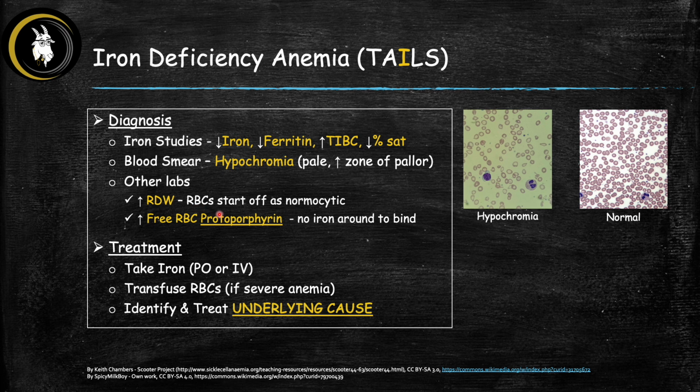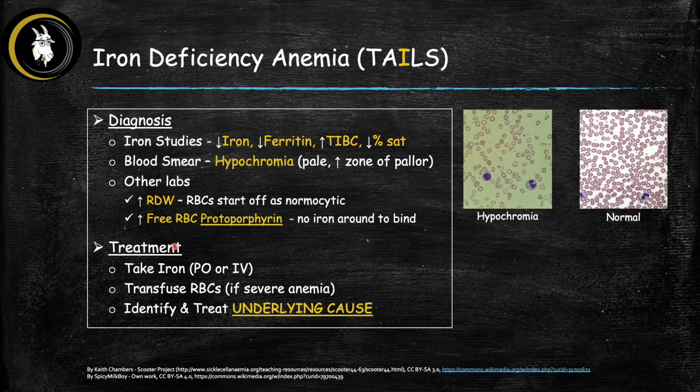And since in iron deficiency anemia, the red blood cells usually start off as normocytic and get smaller as the disease progresses, this is going to create a wider range, and that's why it's going to have a high RDW. The other test that's going to be helpful as a clue is going to be a high protoporphyrin level inside of the red blood cells. Normally, protoporphyrin binds iron to form heme, but there's no iron around to bind, so protoporphyrin is just going to hang out unbound, so the free levels are going to be elevated.